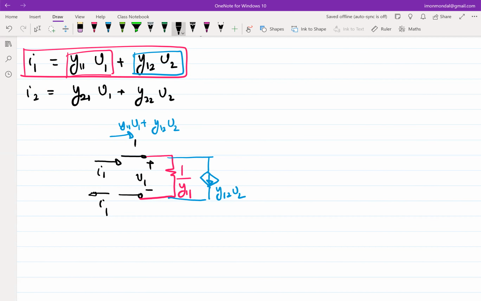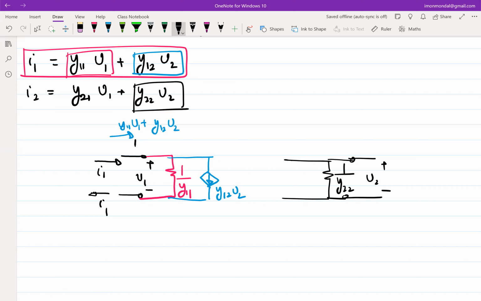So now let's move our focus to the output port. Similarly, what is the easiest one to deal with in the output port? It is Y22 V2. Again, it should be a conductance of value Y22 or resistance of value 1 over Y22.